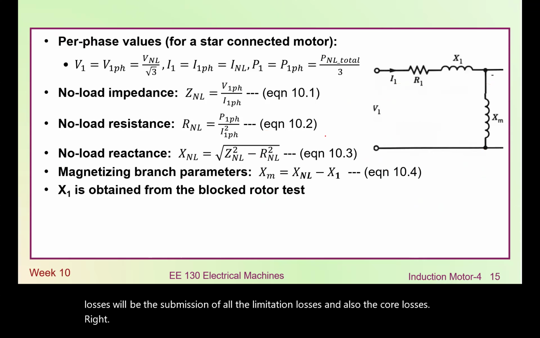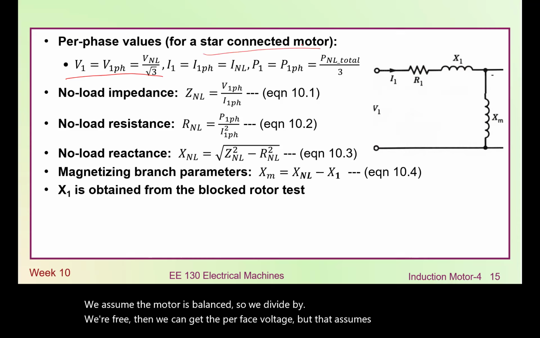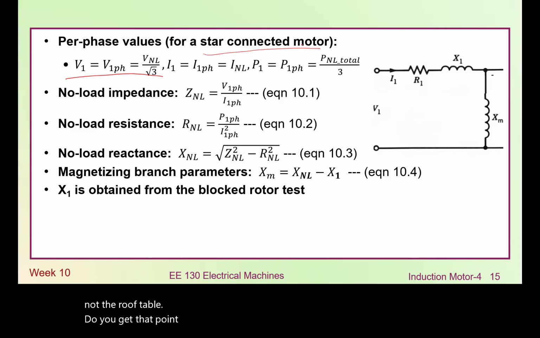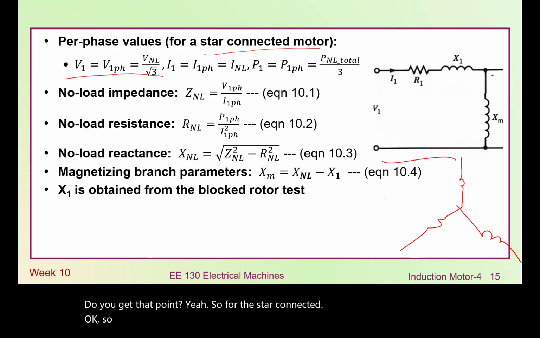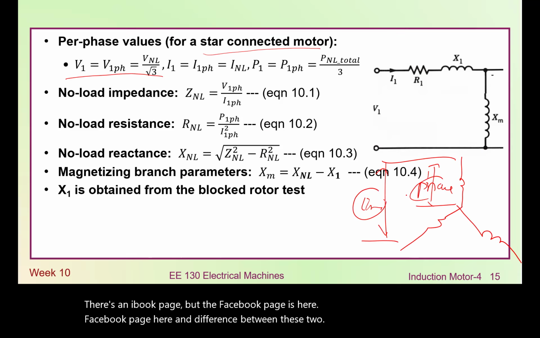So now, that's how we did it. Because we assume the motor is balanced, we divide by √3, then we can get the per phase voltage. But that assumes star connection. If the motor is delta connected, then the √3 will go to the current, not the voltage. Do you get that point? Yeah. So for the star connected, if you measure this voltage, that's the line voltage, but the phase voltage is here. The difference between these two is by the √3 relationship, right? I think you all remember that.